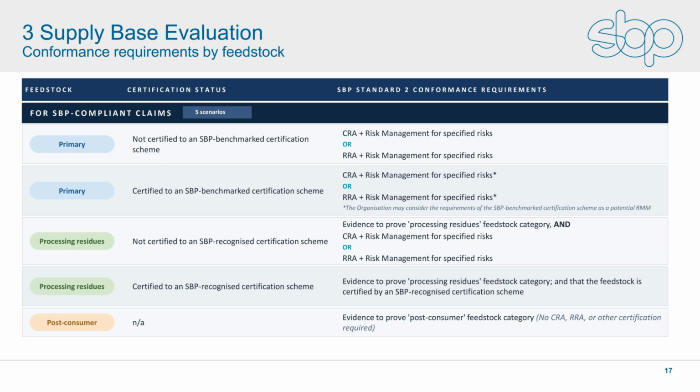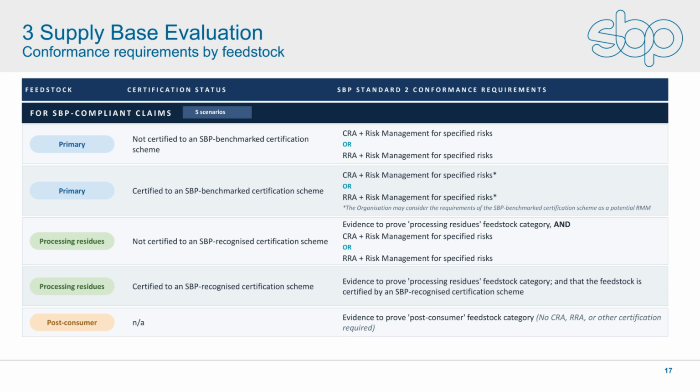The same CRA or RRA route applies, but importantly, the requirements of the certification scheme itself may be recognized as a risk management measure for the relevant indicators. So the certification claim doesn't eliminate the need for a risk assessment, but it can reduce the risk management burden for indicators the scheme already addresses.